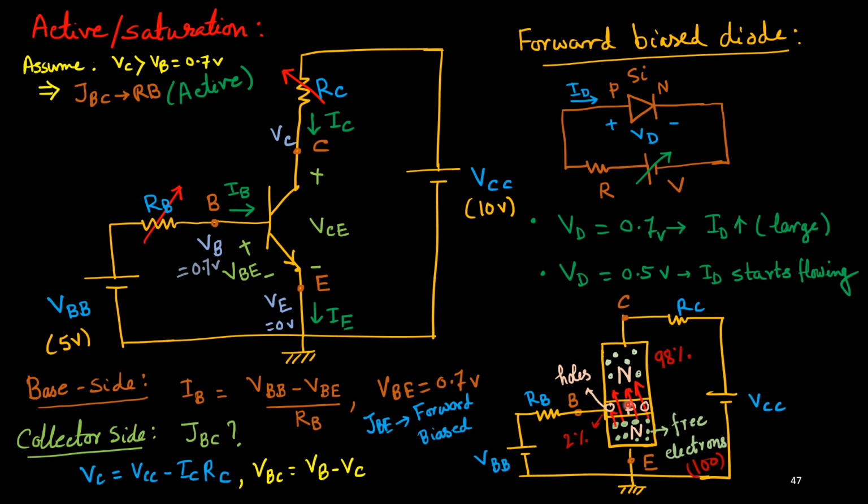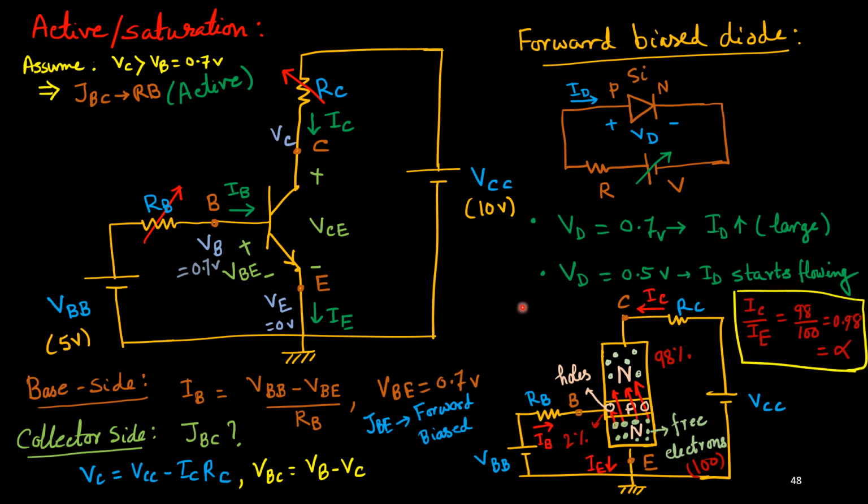So suppose we assume that only 2% is the recombination rate. That 2% will recombine with the holes, and the remaining 98% of electrons enter the collector region, right? So the collector current is due to these electrons, the base current is due to this recombination, and the emitter current is due to the movement of these free electrons. So here we can find the base current, collector current, and emitter current accordingly.